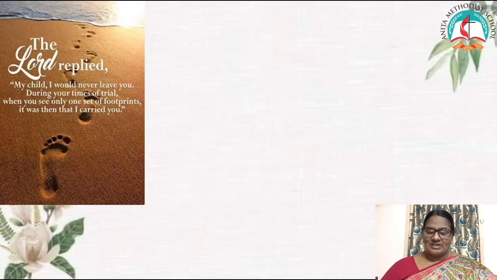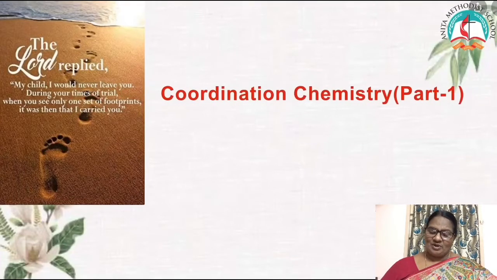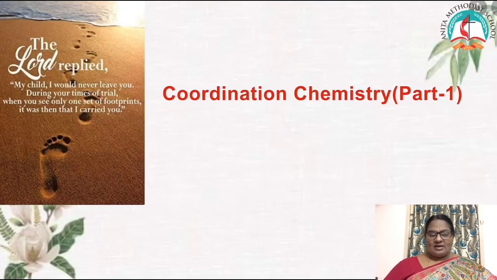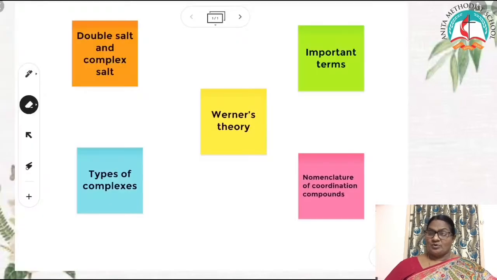Shall we move on to today's lesson? It's a new chapter, Coordination Chemistry. In today's lesson, we are going to learn about what is a double salt and complex salt. We are going to learn about Oneness Theory of coordination compounds. We are going to see some important terms, and we are also going to learn about the different types of complexes and nomenclature of coordination compounds.